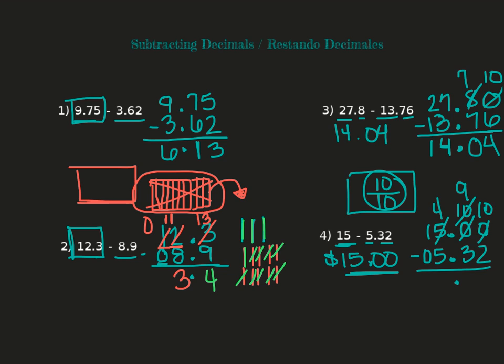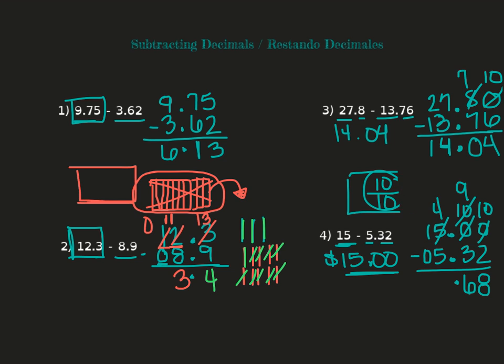Now, if we look closely, I have enough to take. So 10 minus 2 is going to give me 8. And now if I look, 9 minus 3 is going to give me 6. If we look at the next one, 4 minus 5. Well, hold on. 4 minus 5. If I have 4, I cannot take 5 from it. So again, we're going to have to regroup. I'm going to have to borrow from my tens place.